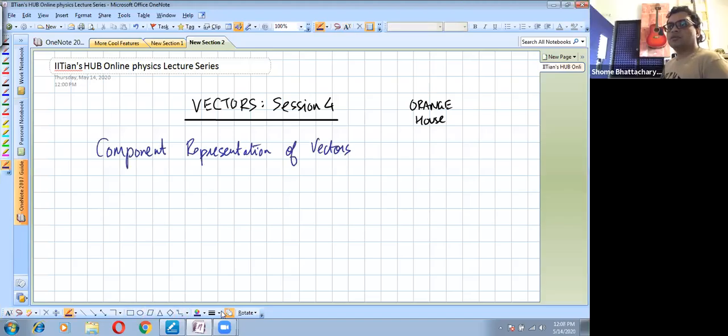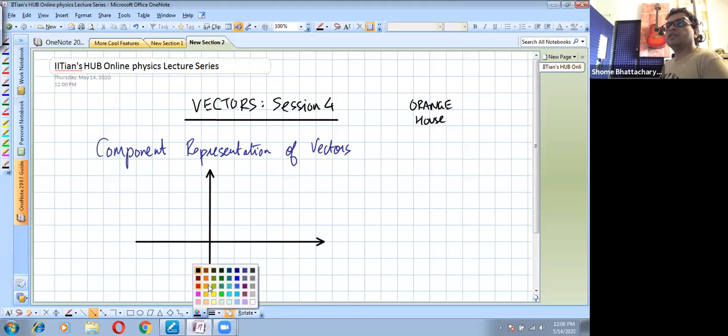Let's take a relook at what the component representation was. So basically, we saw that if we have a two-dimensional coordinate frame, the standard x and y axis, which are perpendicular to each other, and within that we have some kind of a vector which is drawn from the origin, suppose.